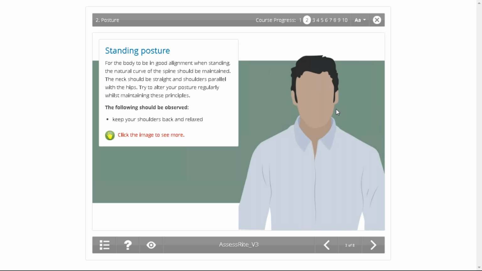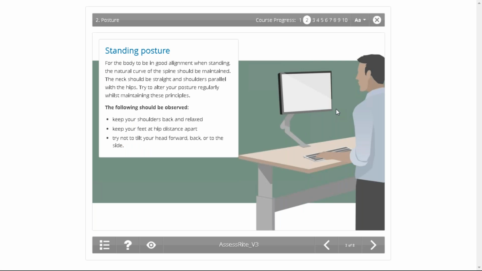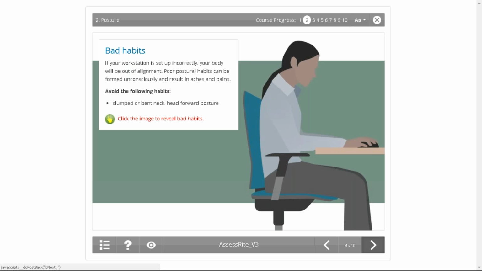So the following should be observed. Keep your shoulders back and relaxed. Keep your feet at hip distance apart. Try not to tilt your head forward, back, or to the side. If your workstation is set up incorrectly, your body will be out of alignment. Poor postural habits can be formed unconsciously and result in aches and pains.